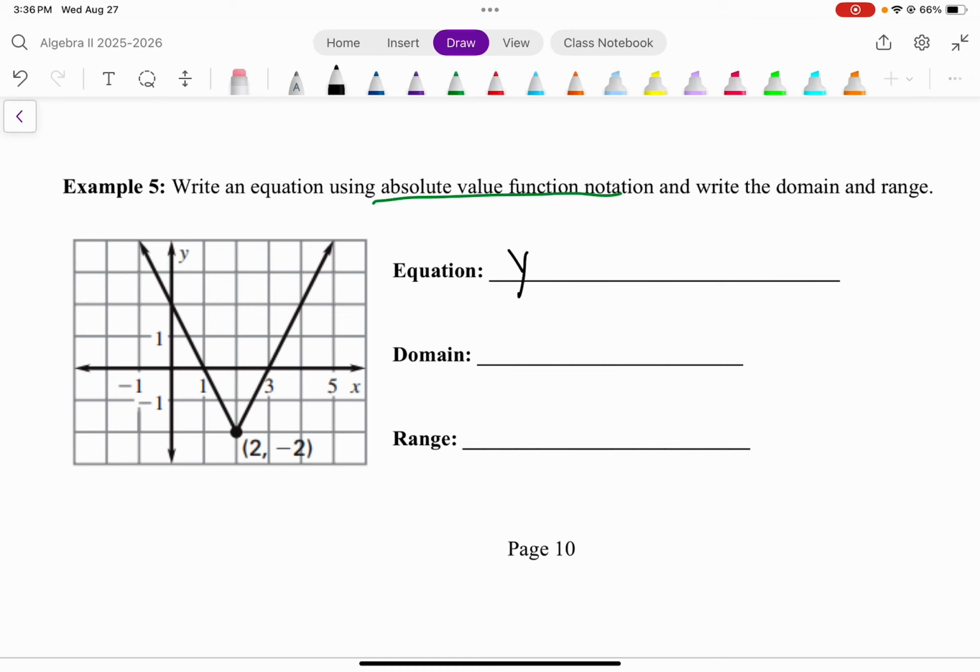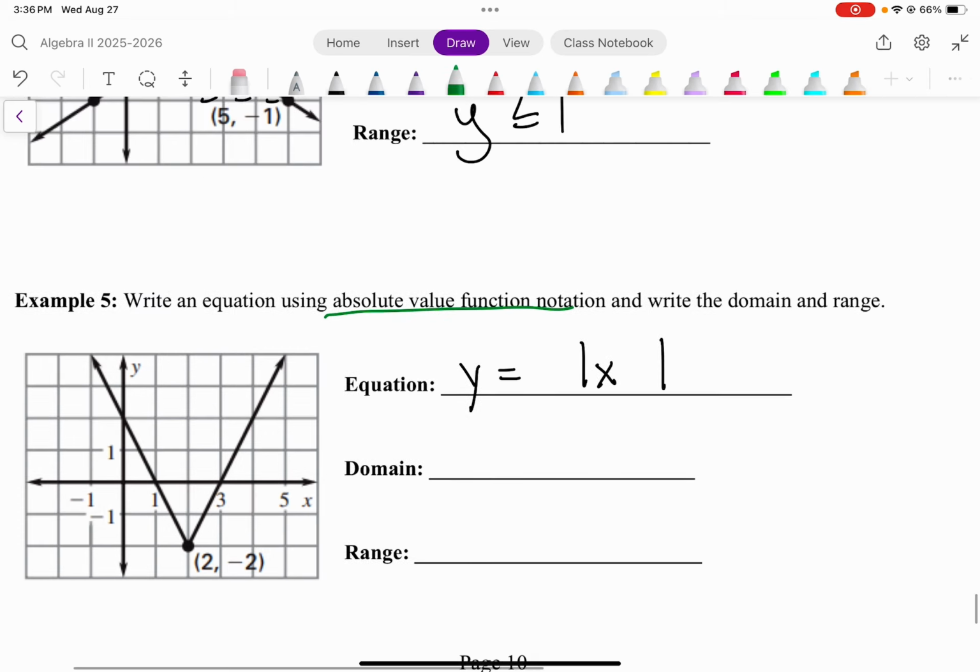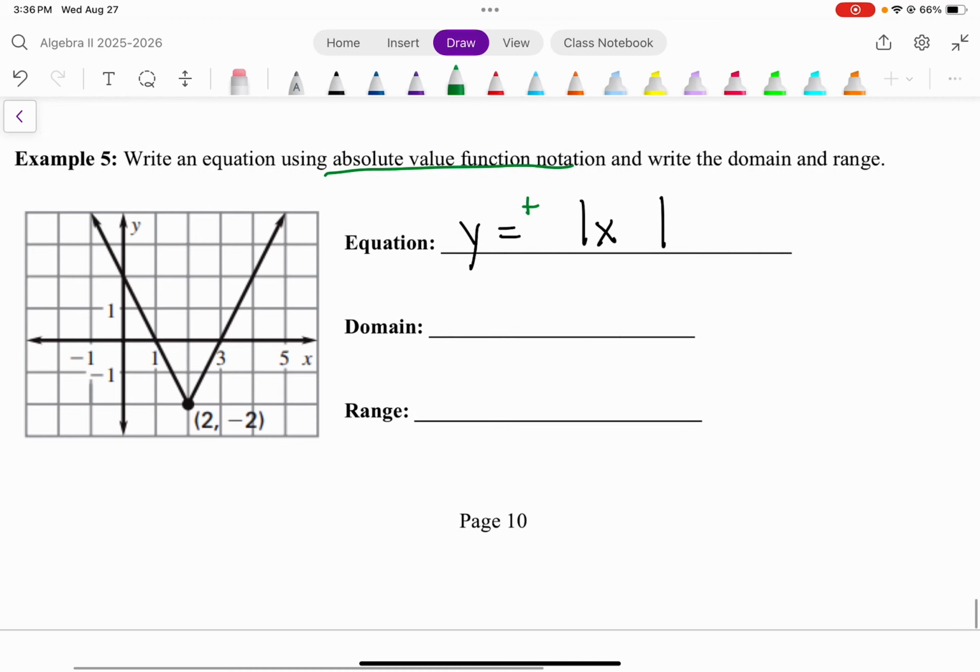So I'm going to start with y equals, and you don't want to forget that absolute value symbol there. Okay, the number in front, it is opening up, so I know it is positive. Then I need to find the slope. I'm going to find the slope on the right side of my equation, so I need 2 points. And if I look, this one's going up 2 and right 1. So my slope or my a value is just going to be positive 2.